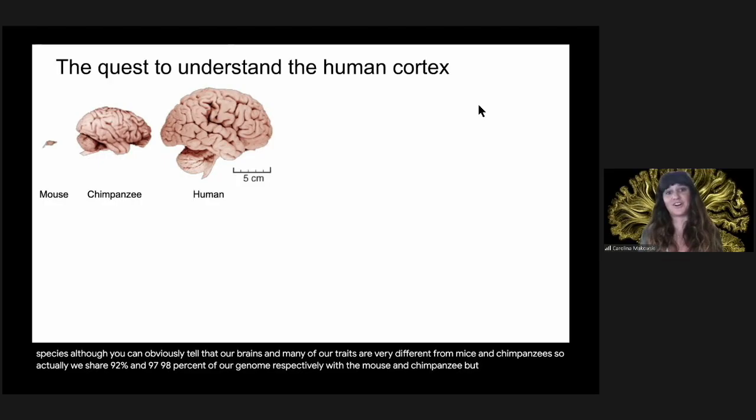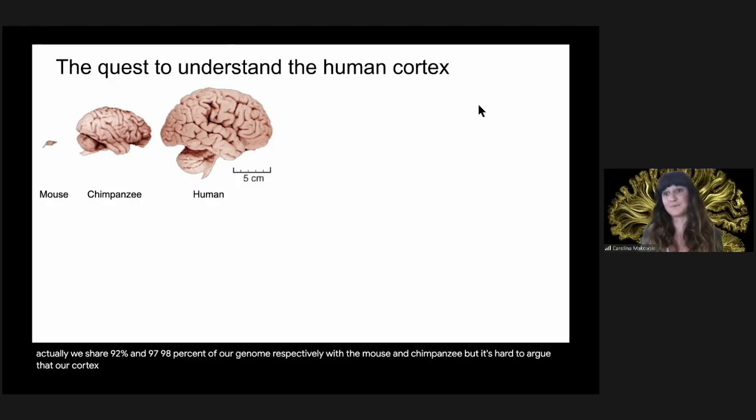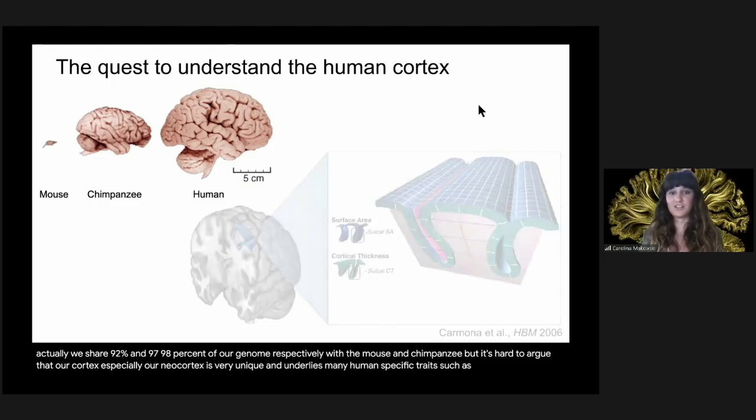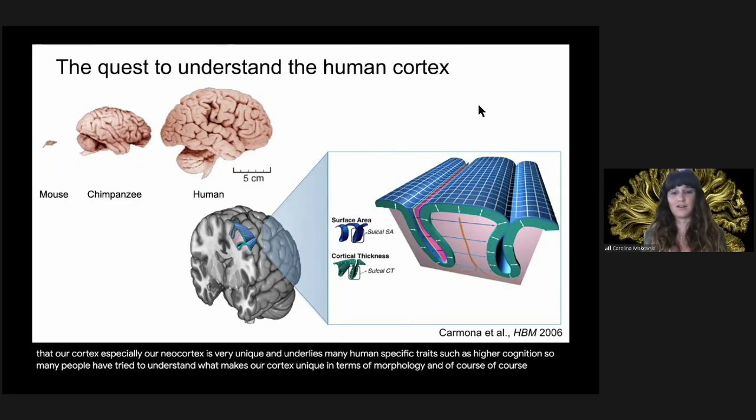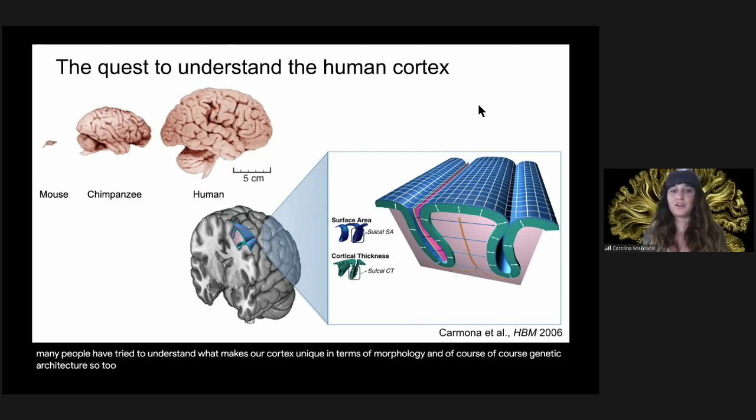But it's hard to argue that our cortex, especially our neocortex, is very unique and underlies many human-specific traits such as higher cognition. So many people have tried to understand what makes our cortex unique in terms of morphology and of course genetic architecture. So 2 of the main phenotypes that people look at when they look at the genetics of cerebral cortex is surface area and cortical thickness.